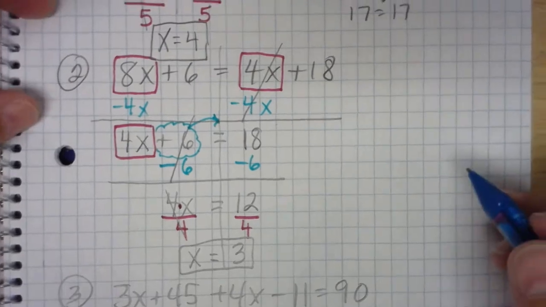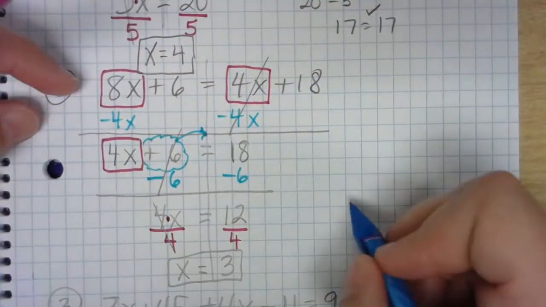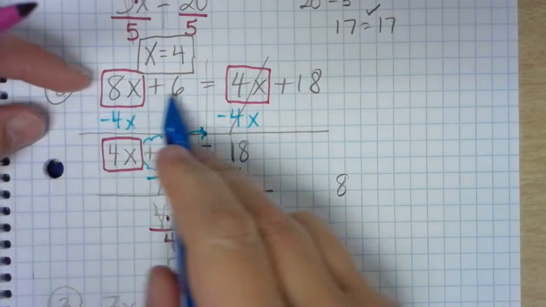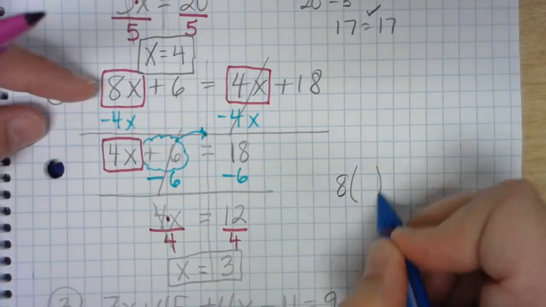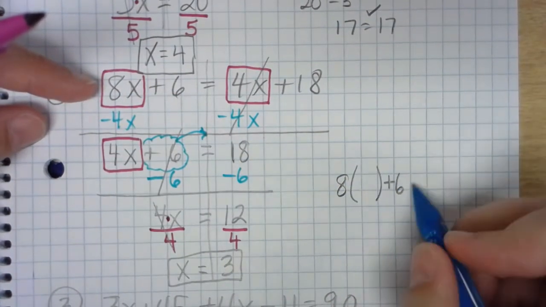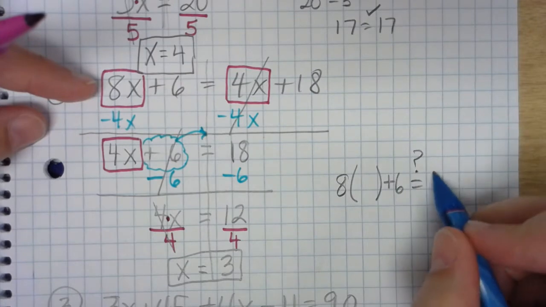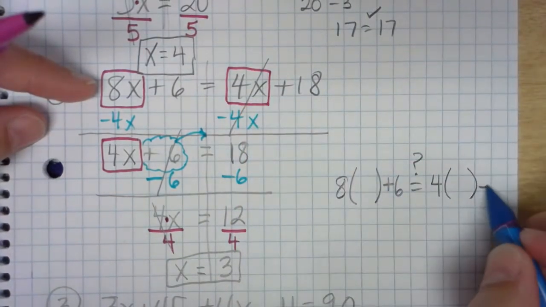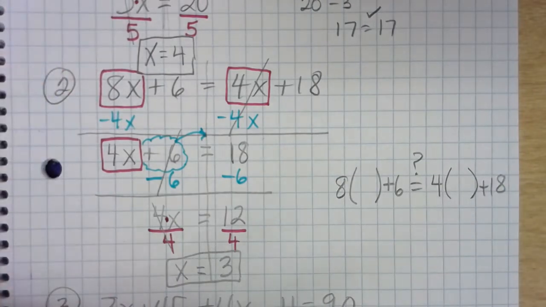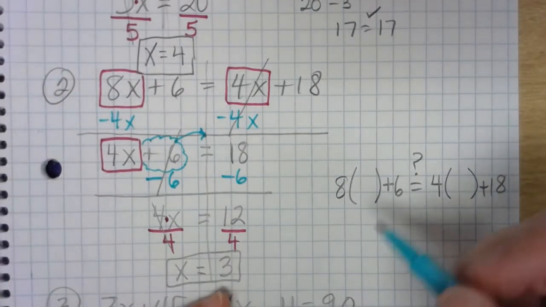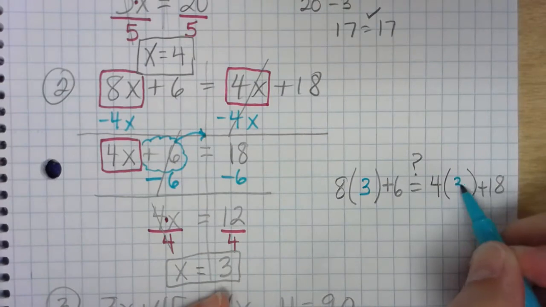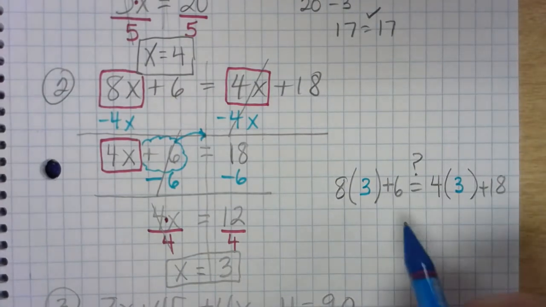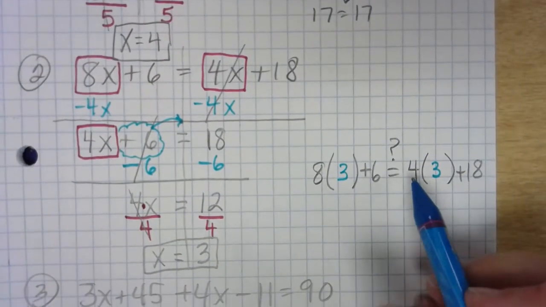Great. So again, if we wanted to do a quick check, going back to our original equation, 8 times whatever we got for x plus 6, question mark, does that equal 4 times whatever we got for x plus 18? So I'm going to put the value I got for x, which was 3. If I put a 3 right here in both of these, does that give us the same value on either side of the equal sign?